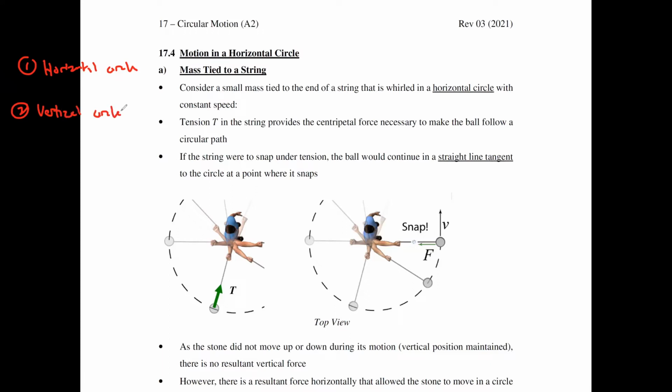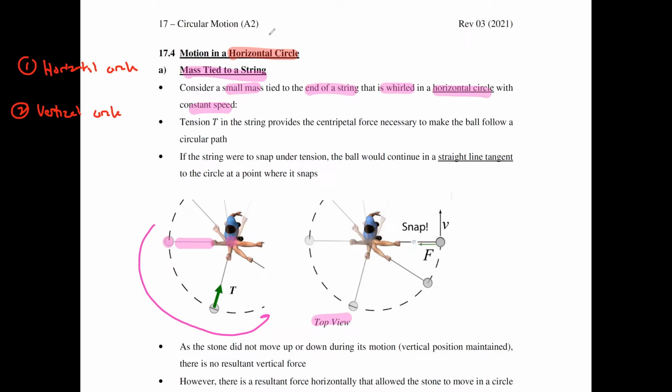Okay, so the first example we go through today is for motion in a horizontal circle. So we first talk about a mass that is tied to a string. Now we consider a mass tied to the end of a string that is swung in a horizontal circle with constant speed. This is a top view where a person is holding a string attached to a mass and swinging it in this direction in a circle.